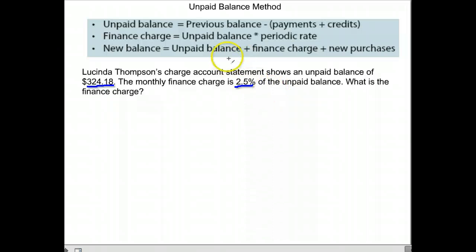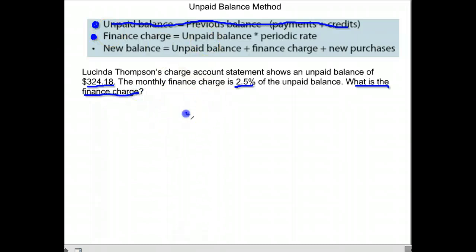Okay, so again, we have all of these formulas up here of how to find the unpaid balance, but in this question they gave us the unpaid balance, so we're not going to have to do that part of the formula that we were given. We do, however, need to find the finance charge because that's what it asks for. What is the finance charge?